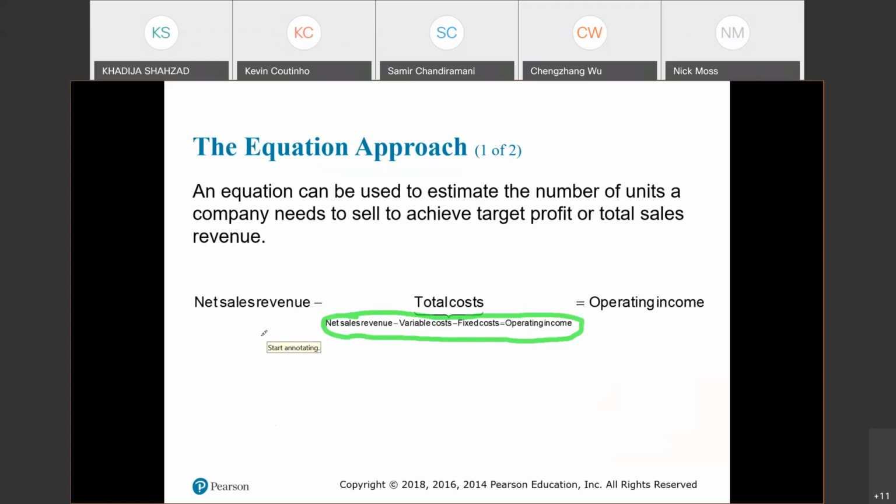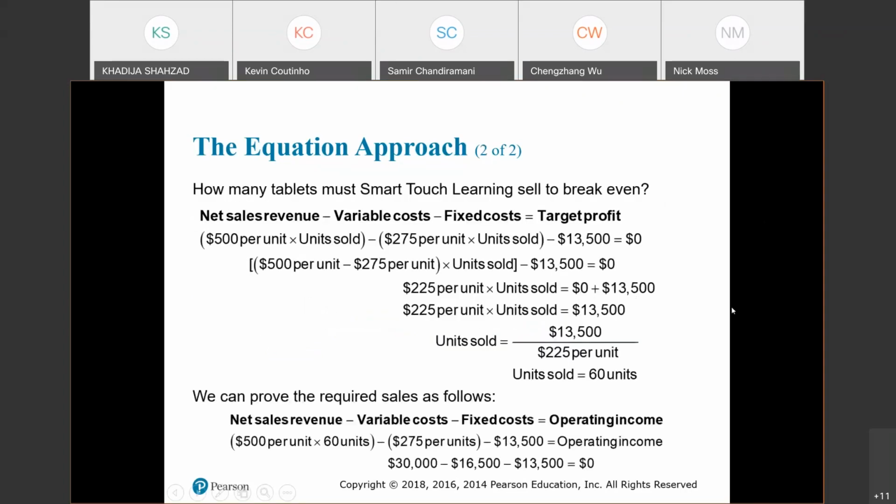So now let's use this equation to get the break-even point. Total sales revenue equals the selling price per unit times units sold.